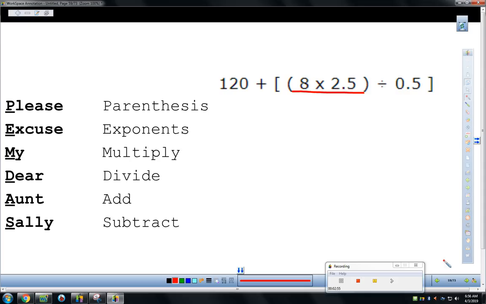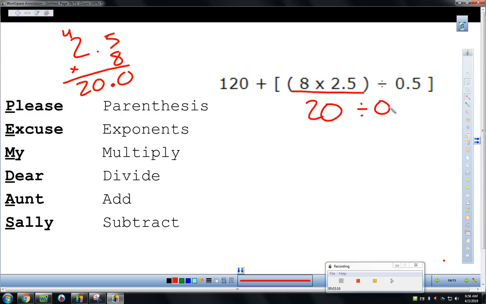So 8 times 2.5. If you need to, off to the side: 8 times 5 is 40. 8 times 2 is 16 plus 4 is 20. I've got 1 decimal, so this would be 20. Everything else gets copied down the exact same.